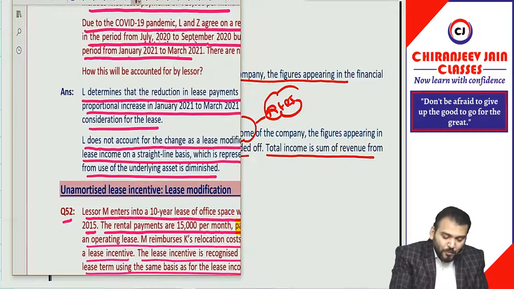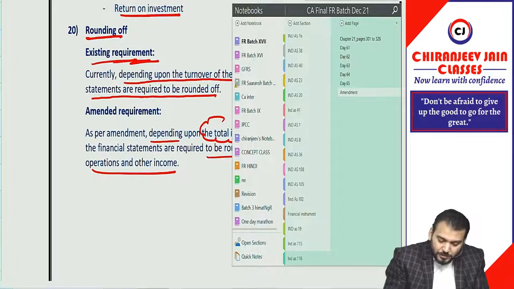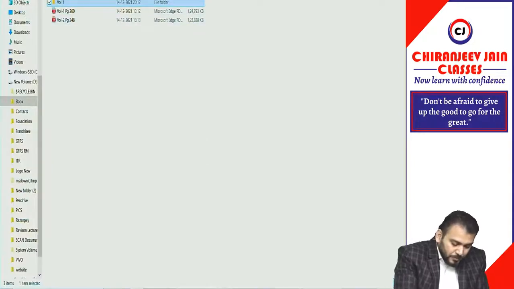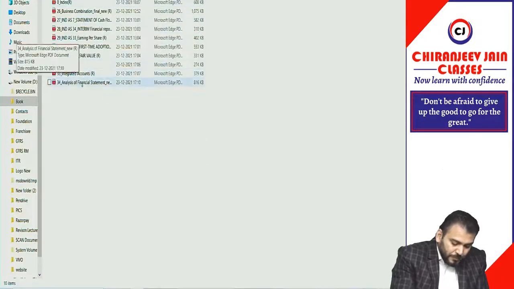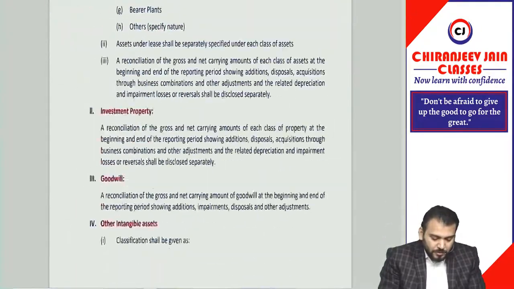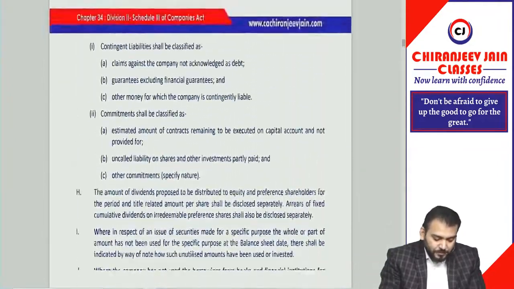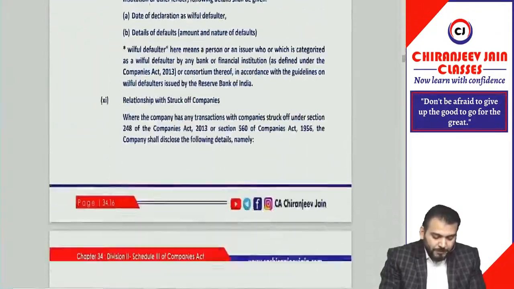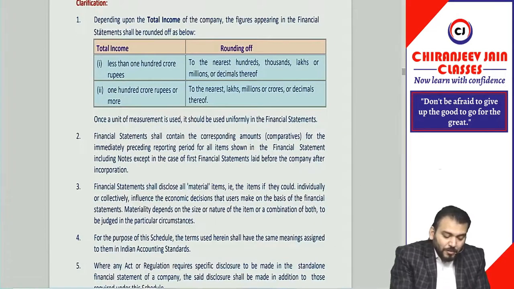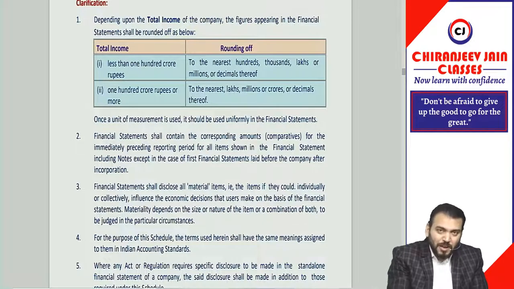Just try to understand. See, previously, rounding off, there was one criteria. You can see now, depending upon turnover of the company, this is an amendment. This is the chapter which has now been amended.